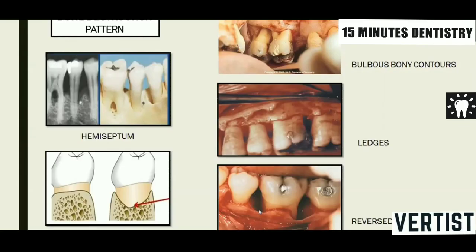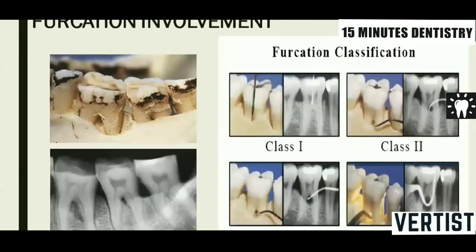even in chronic periodontitis, sometimes you see reverse architecture, where radicular bone is at higher level than the interproximal bone. Ideally, interproximal bone is at higher level than the radicular bone, but here the architecture is reverse. That is why it is called as reverse architecture.